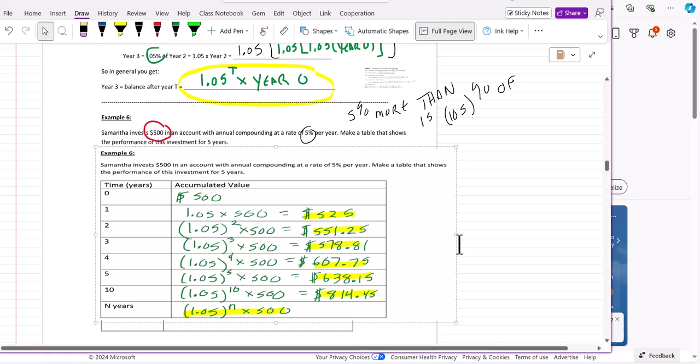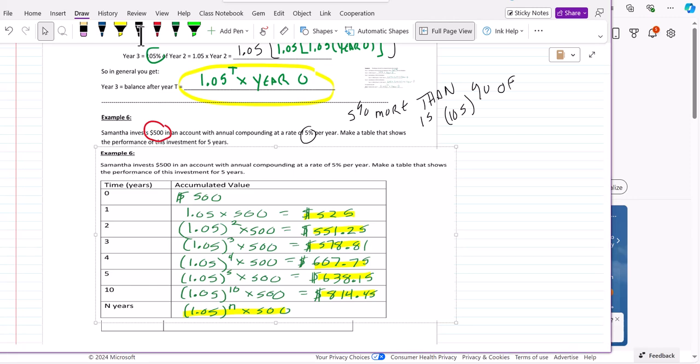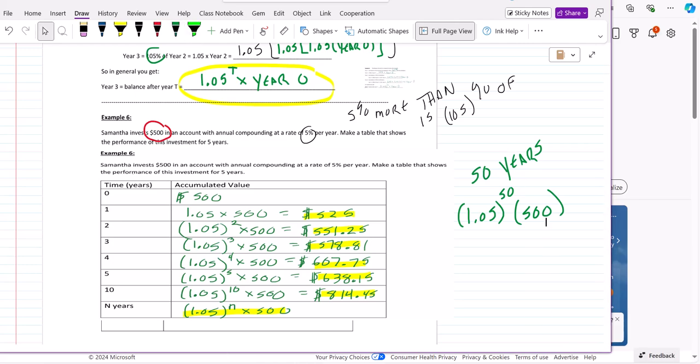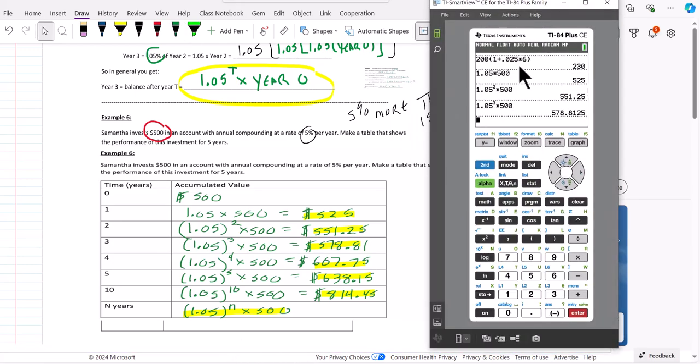So let's just do one other thing on here. Let's see what happens if you did like 50 years. Let's just see what would happen on the calculator. So the way you would do this is you would do 1.05 to the 50th power times 500. So put that in your calculator and see what you get. It might surprise you. I don't know. Okay. I mean, these things start kind of spiraling out of control on compound interest.